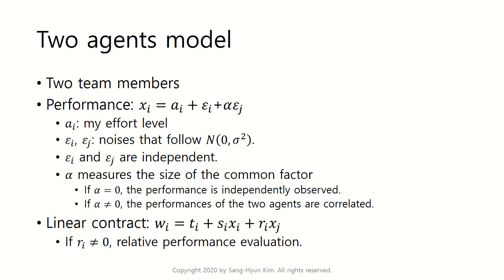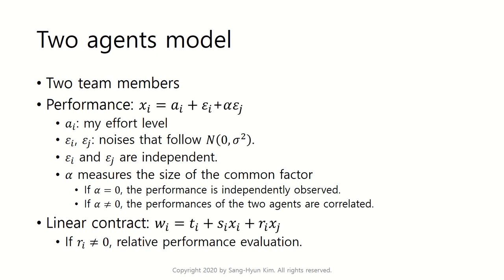If alpha is very large, that means there is a large common factor. And if alpha is small, the common factor is very small, relatively unimportant. Let's consider an extreme case. Suppose alpha is 0. That means there is no common factor, so the performance is independently observed. Performance is independently measured.